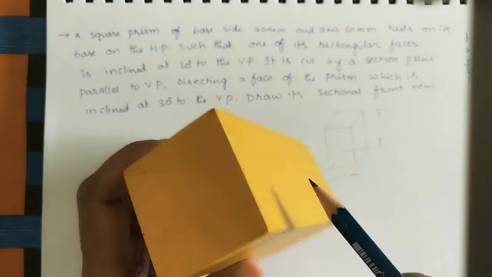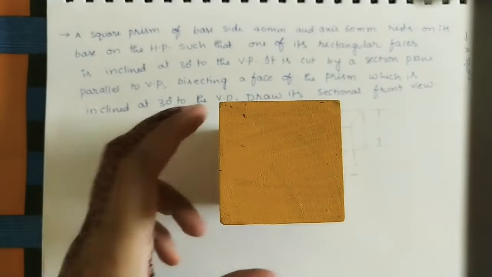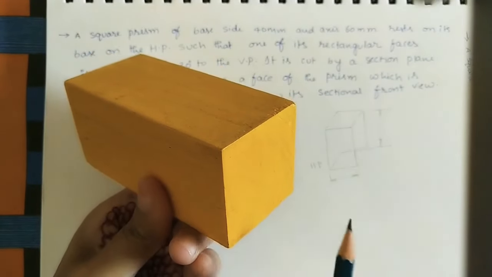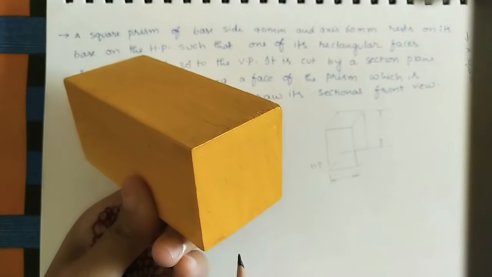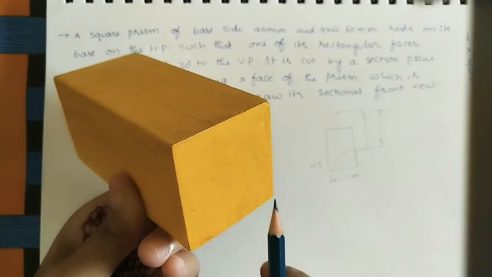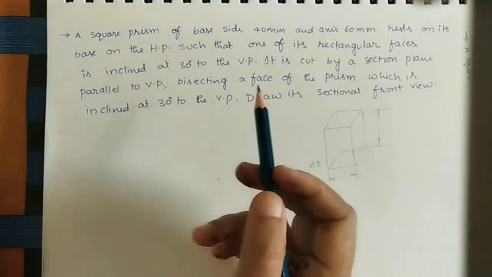This is one rectangular face. This is another rectangular face. Like that, four rectangular faces are there. As I told, this is the base of the prism, and this has four sides. These four sides we can call the sides of the base. Now let us take the given data. After that we will discuss the problem.